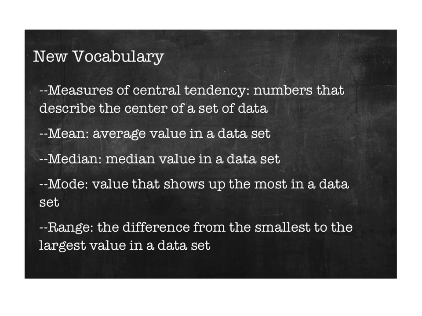We have lots of new vocabulary today. Measures of central tendency are numbers that describe the center of a set of data. So the mean, the median, and the mode are all measures of central tendency. The mean is the average value in a data set. The median is the middle value in a data set. The mode is the value that shows up the most in a data set. And the range is the difference between the smallest and the largest value in the data set.